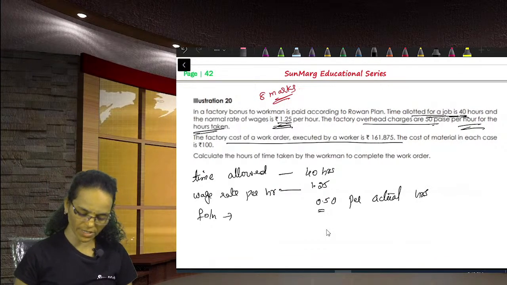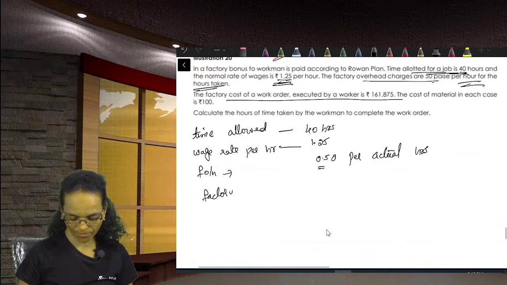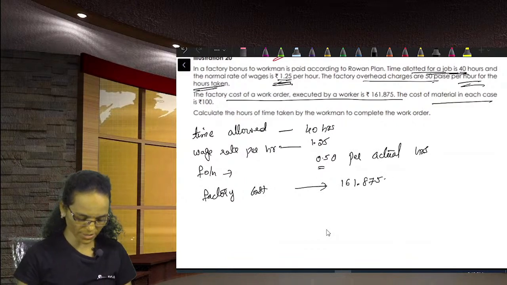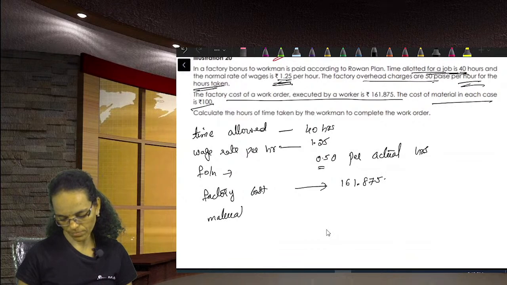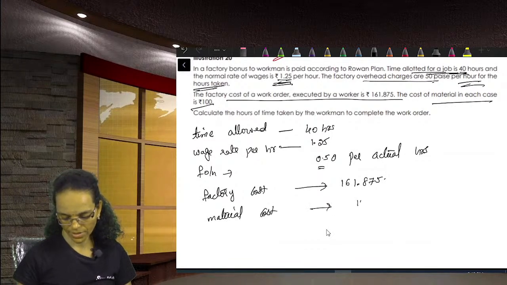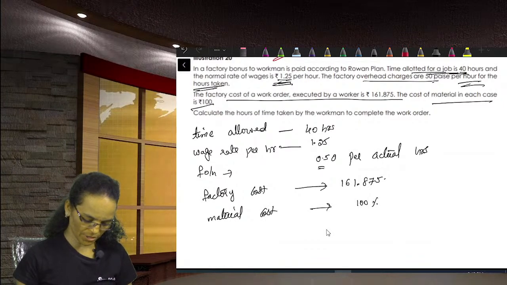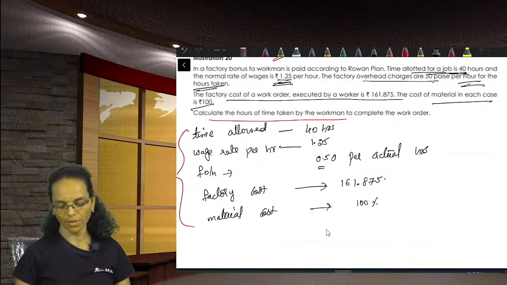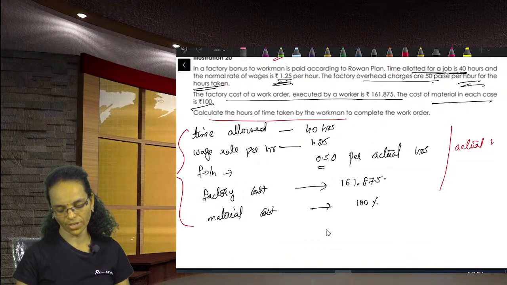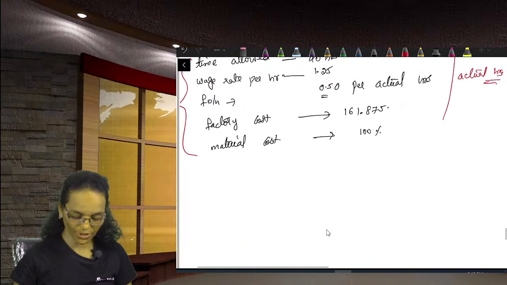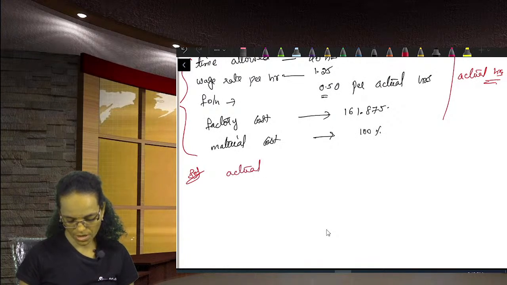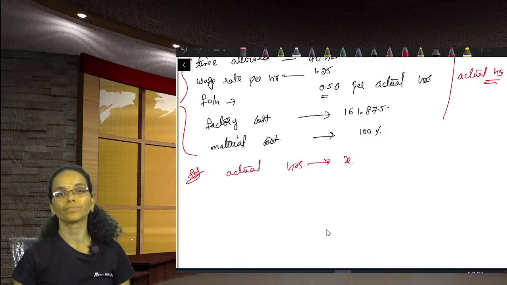Total factory cost is given, that is 161.875. Material cost is given as 100 rupees. Now we calculate the hours taken. Everything is given except the actual hours taken, and we need to calculate that. So we don't know how many hours they have taken, and we assume the actual hours as X.